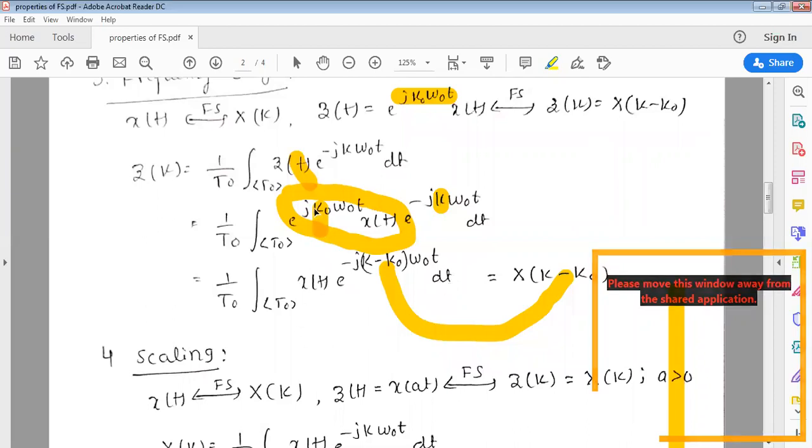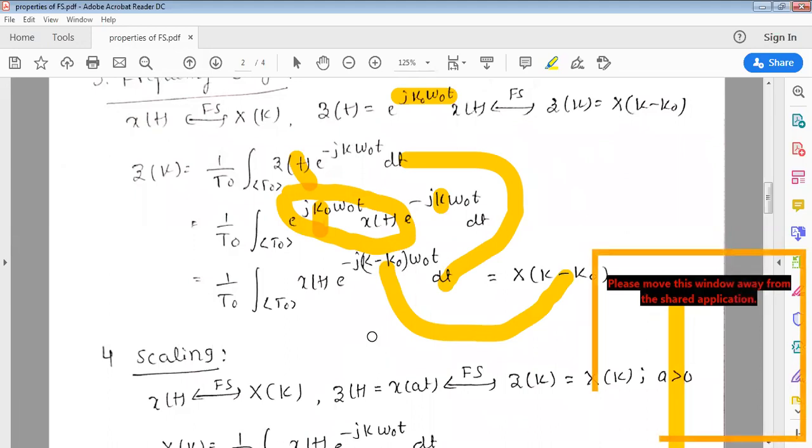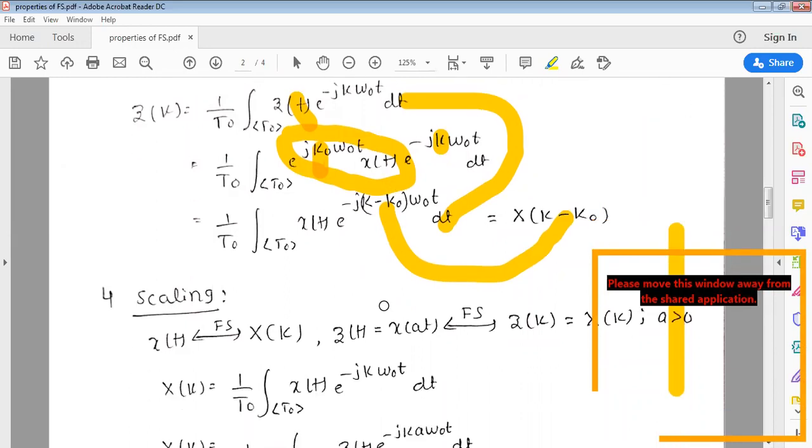See here, look at this equation and this equation. Contrast them. It is x of t e power minus j omega naught t in both of them, only instead of k I have k minus k naught. So what will I write? It is nothing but x of k minus k naught. That's all. Both of them are the same. Only one thing is replaced: k by k minus k naught. Other than that, there is no difference.